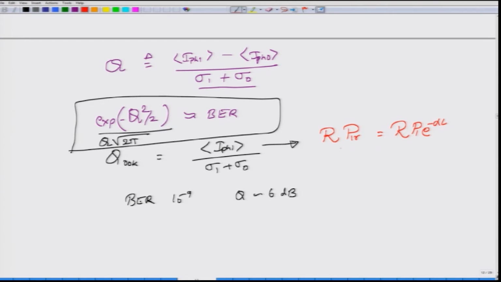Divide this one by the total noise variance, right. So, you have 2q times the mean photocurrent, which is R P1 e to the power minus alpha L, times B, plus 2 kT by RL into B. You can probably put B as a common factor and take it out, and then you evaluate this one. So, this is what is going to be the Q factor.